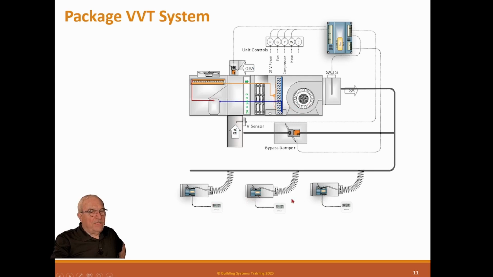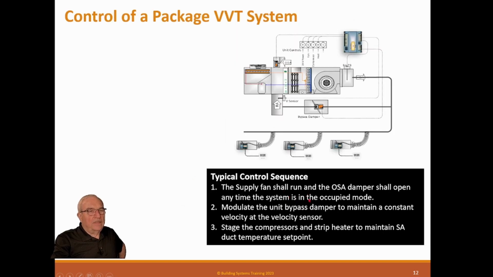And that means these boxes have to be able to reverse actions. So if the box is a cooling box and the room is hot, it needs more air, it opens the damper. But if it's in heating mode and the room gets hot, it wants less air. So it has to work in opposites. So you have to have a system that can send a signal out to these to tell them, okay, you're now a heating box, not a cooling box. That's the only problem. So these are pretty simple.